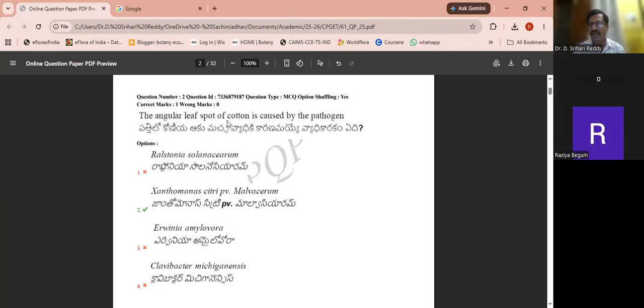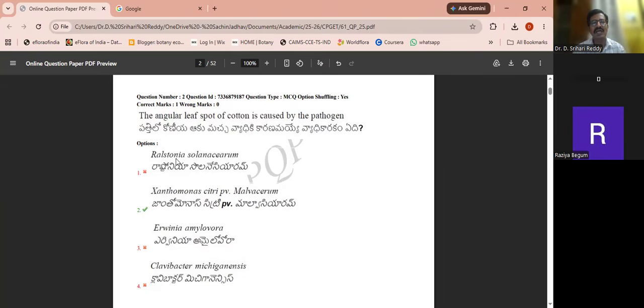I am trying to explain in both Telugu and English. Okay. So here you see they gave some interesting options. One is Ralstonia solanacearum. I think you might not have read about this.